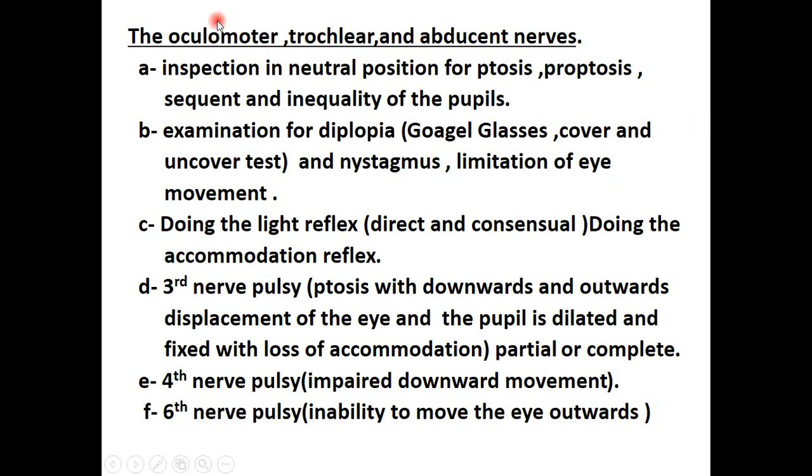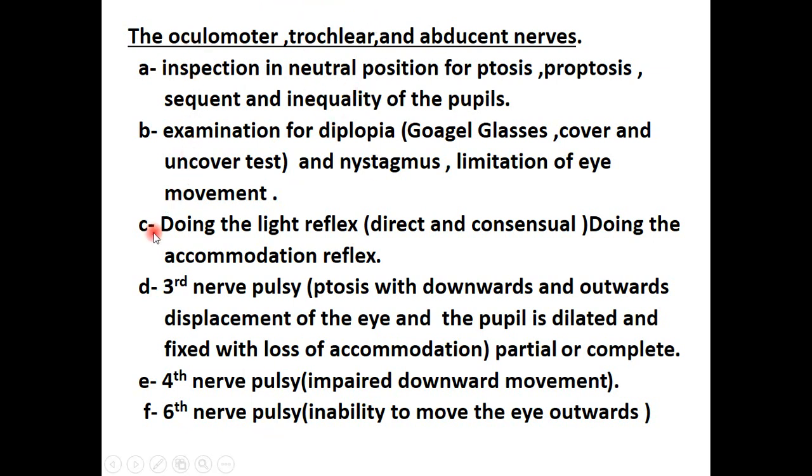To start examining the oculomotor, trochlear and abducent nerves, we have to do inspection in a neutral position. We inspect both eyes looking for ptosis, proptosis, squint and inequality of the pupils. We look at whether the eye has ptosis, proptosis or squint, and at the pupil, for example looking for dilatation of the pupil. Number 2, examine for diplopia, nystagmus or limitation of eye movement.